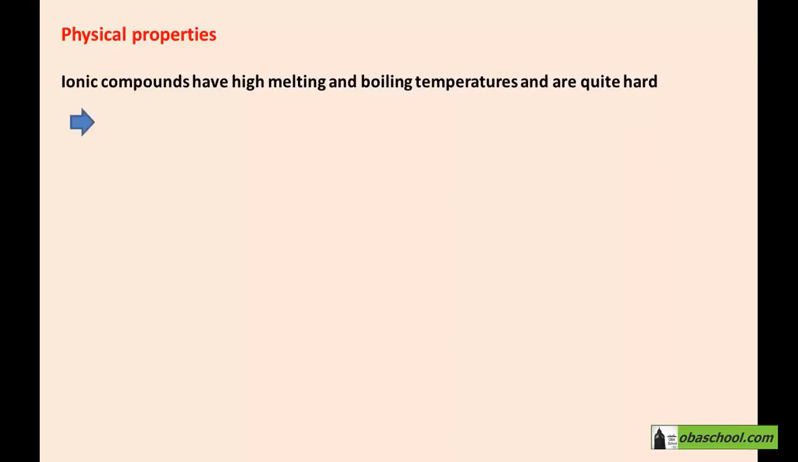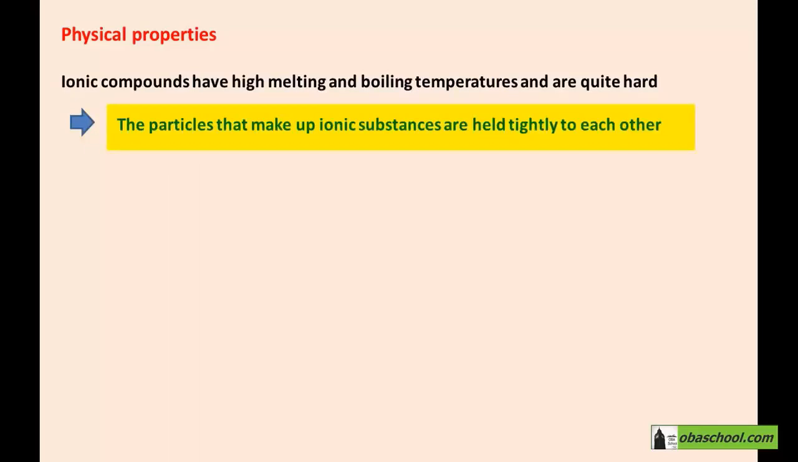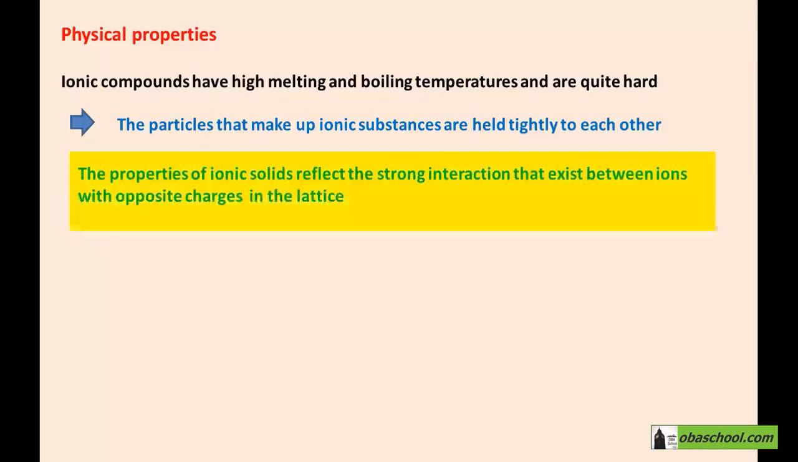Okay, so since they have high melting and boiling temperatures and are quite hard, this implies something: that the particles that make up ionic substances are held tightly to each other. This means that the ionic bond between these ions is very strong. The properties of ionic solids reflect the strong interaction that exists between ions with opposite charges in the lattice.